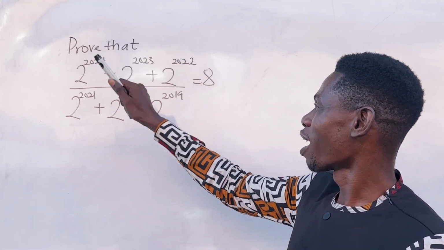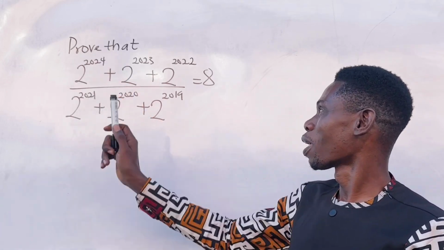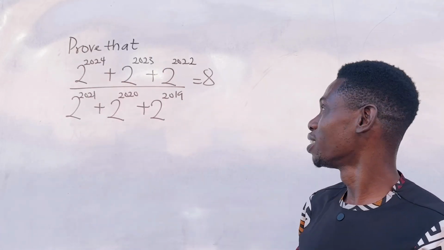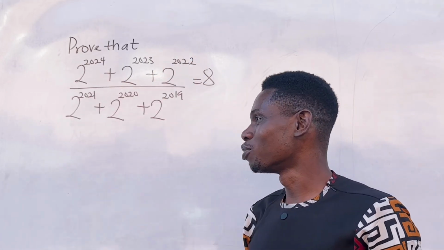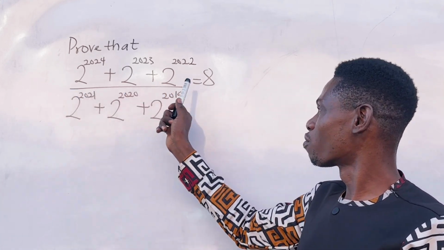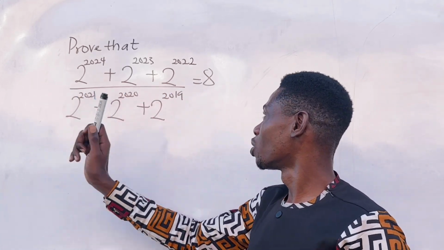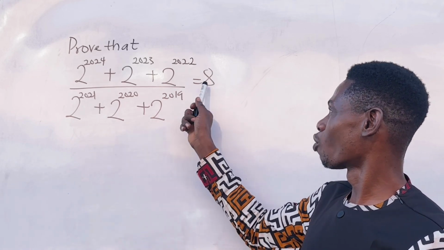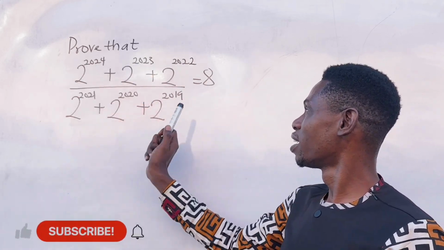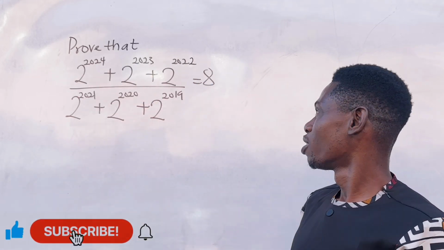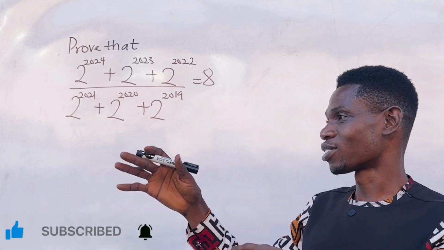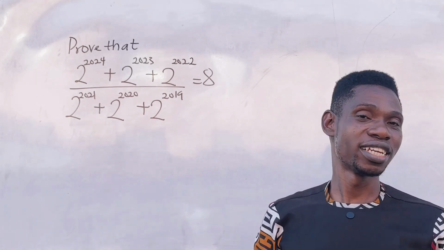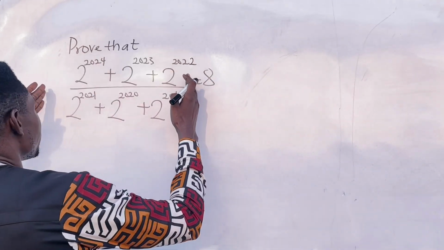Okay, so we have 2 raised to the power 2024 plus 2 raised to the power 2023 plus 2 raised to the power 2022, all over 2 raised to the power 2021 plus 2 raised to the power 2020 plus 2 raised to the power 2019, equal to 8. We want to prove that this is equal to 8. So when we are proving, you pick one side and solve till you get the other side. So let's go. Let's pick this side.